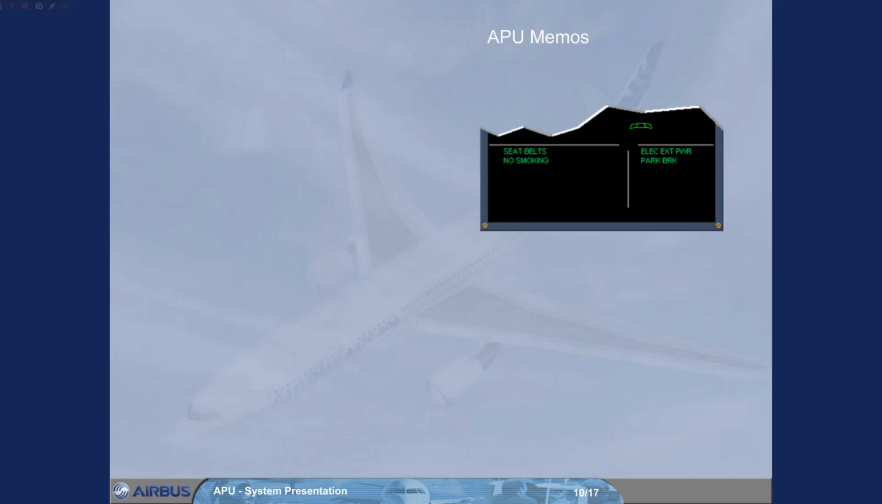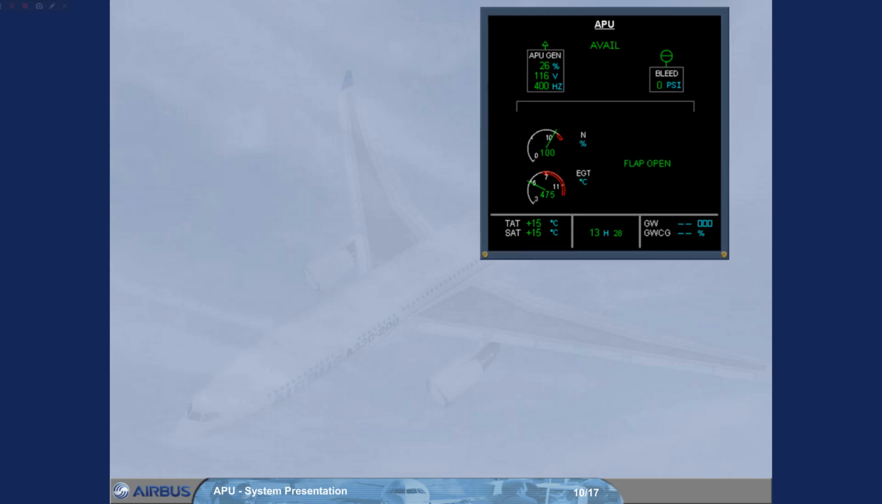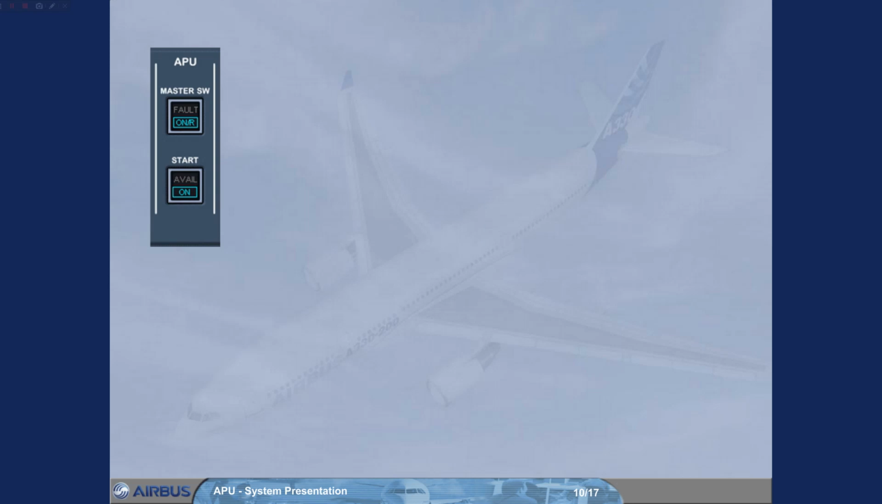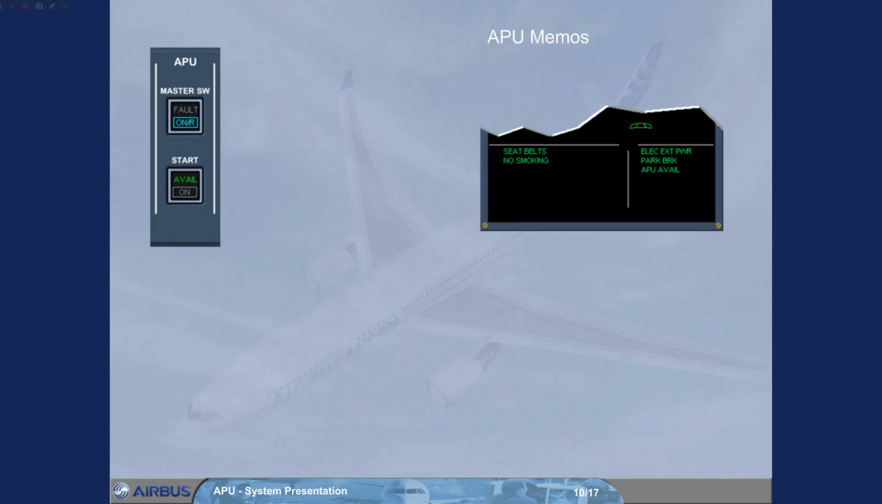During the APU start sequence, at approximately 95% engine speed, the APU avail memo is displayed on the engine warning display. This is to indicate that the APU parameters are normal and the APU is available to supply electrical power and bleed air. Note, the avail indication also appears in green on the ECAM APU page. On the start push button, the on light goes off and the green avail light comes on.